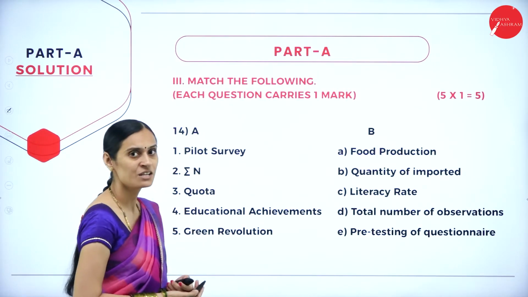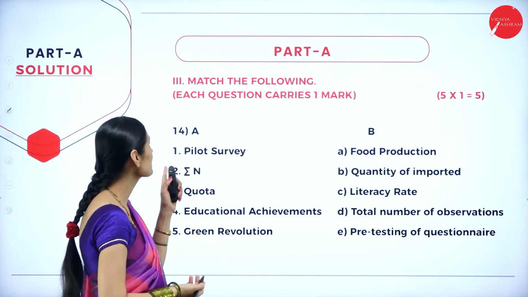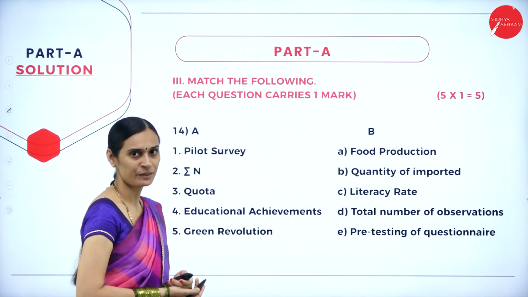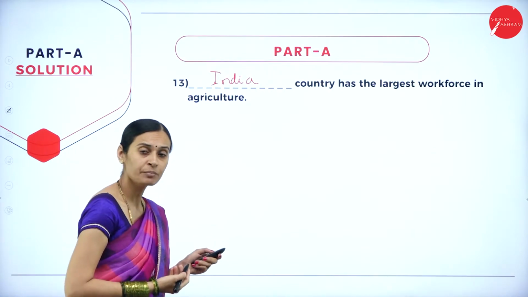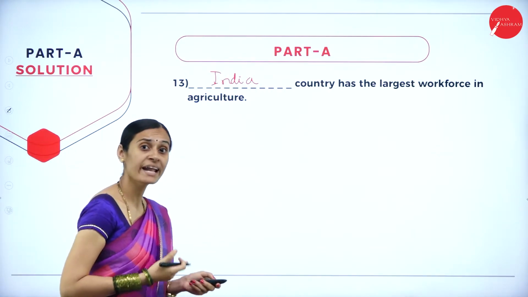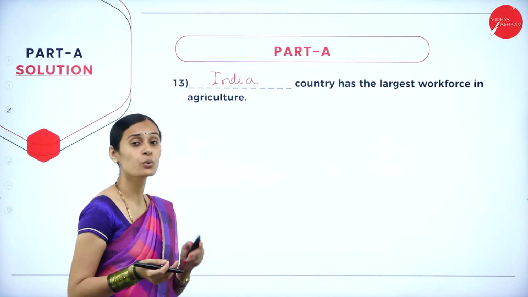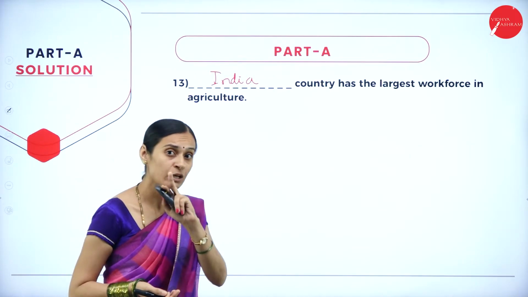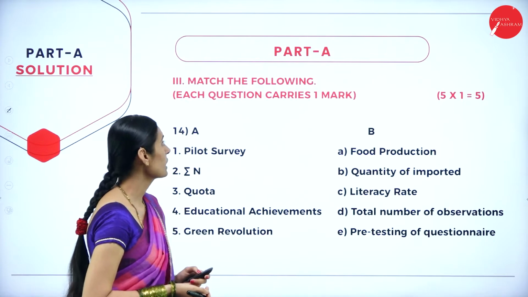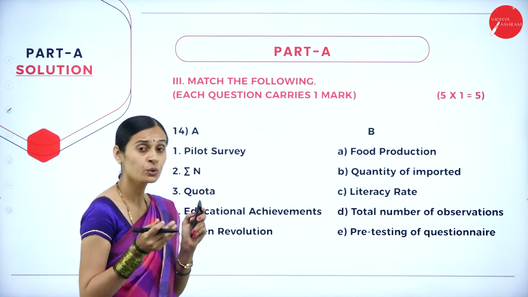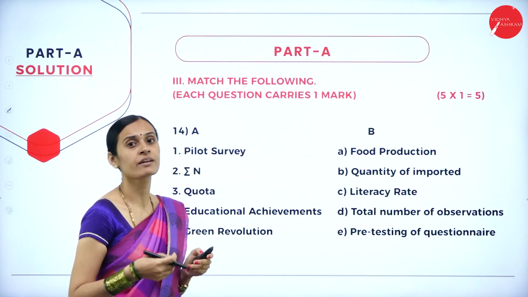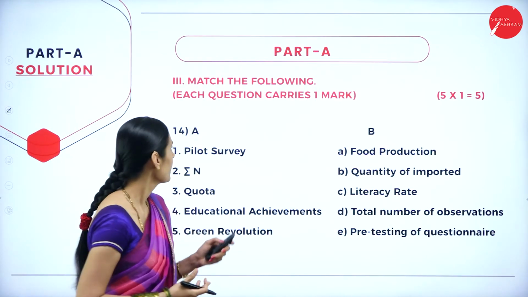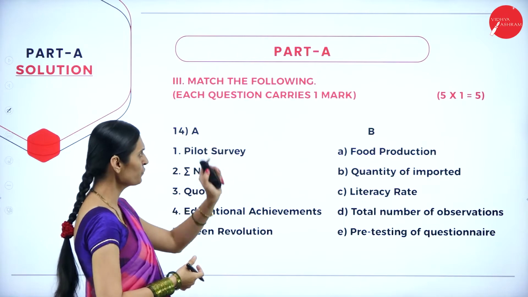Next, under Part A, that is the third main, match the following. See here, in Part A, second main, fill in the blanks, you have 8 options, but you have to write answers for only 5 questions. Just be clear about that. What you know exactly, try only those, then afterwards you can write more. Next, match the following.